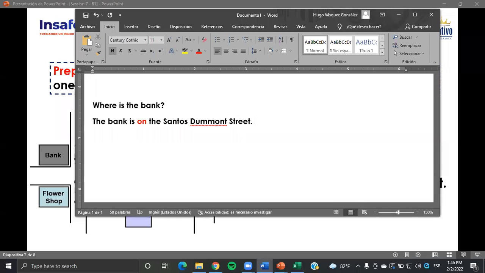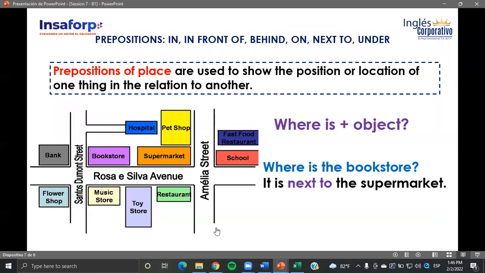That's another way people give directions. It's another form. Como nosotros mencionamos o compartimos direcciones, etcétera. Pensamos los nombres de las calles, ¿verdad? Y lo podemos hacer con direcciones. We use on. Okay. Bank is on the Santos Dumont Street. And of course, we can use different prepositions. All right.